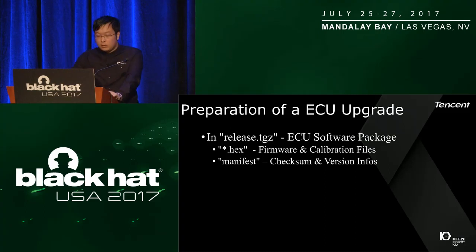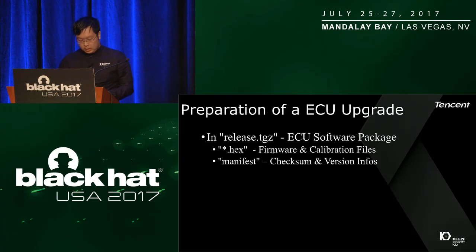Before we talk about the trigger, let's look at release.tgz. Release.tgz contains two types of files. The first type is hex files. The hex files are firmware files and calibration files. They are named by the ECU name. For example, the firmware for the gateway is gtw.hex. The other file is the manifest file. The manifest file contains some checksums and version info. You can find the firmware checksums in it.